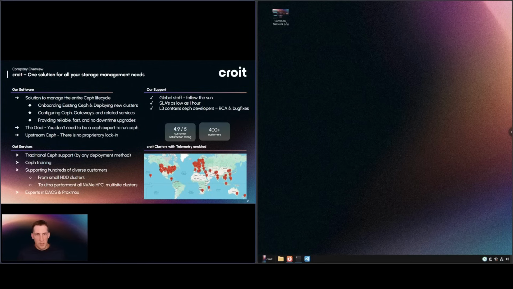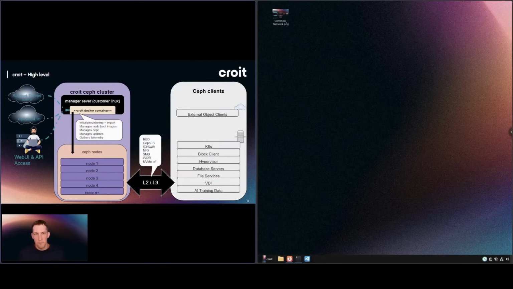We support many types of customers, from universities, governments, service providers, multiple Fortune 100 businesses, and so on. Our support is global 24/7. We have fast SLAs. We also have Ceph developers on staff, meaning we can actually do true RCAs for bugs and even create bug fixes.